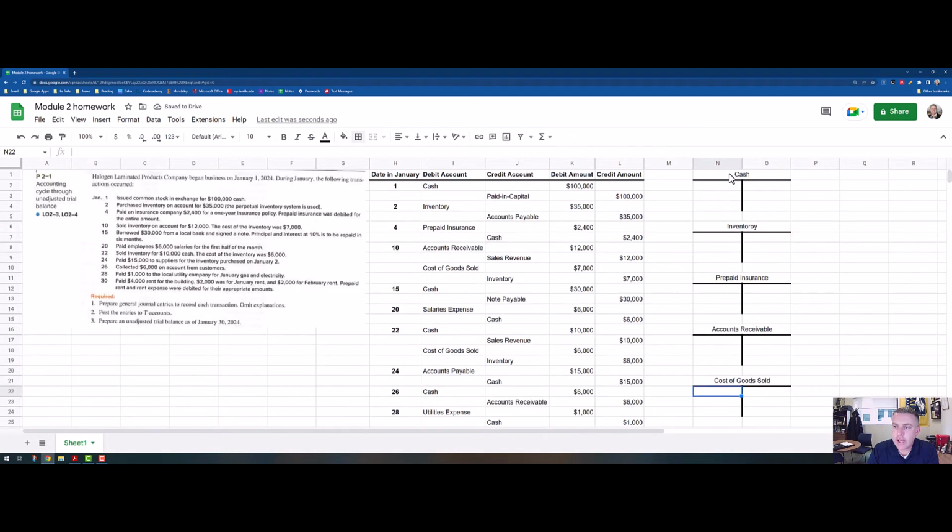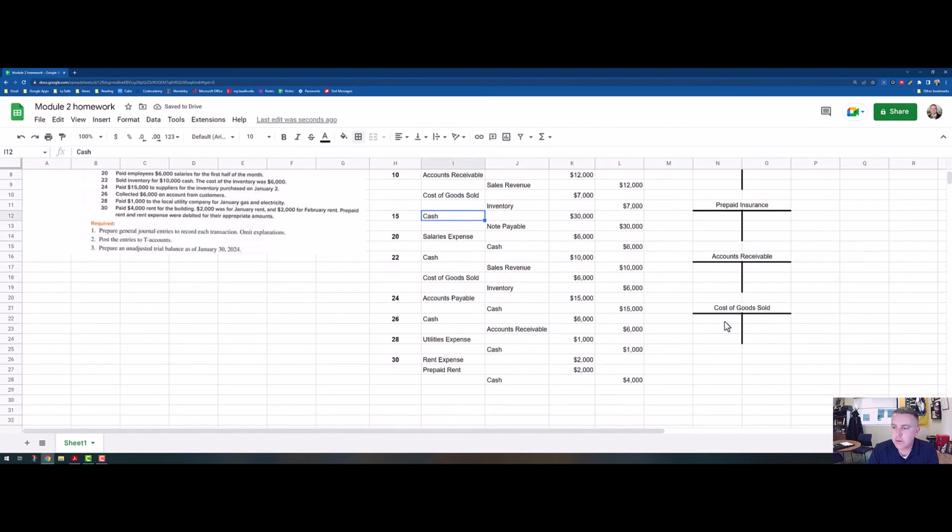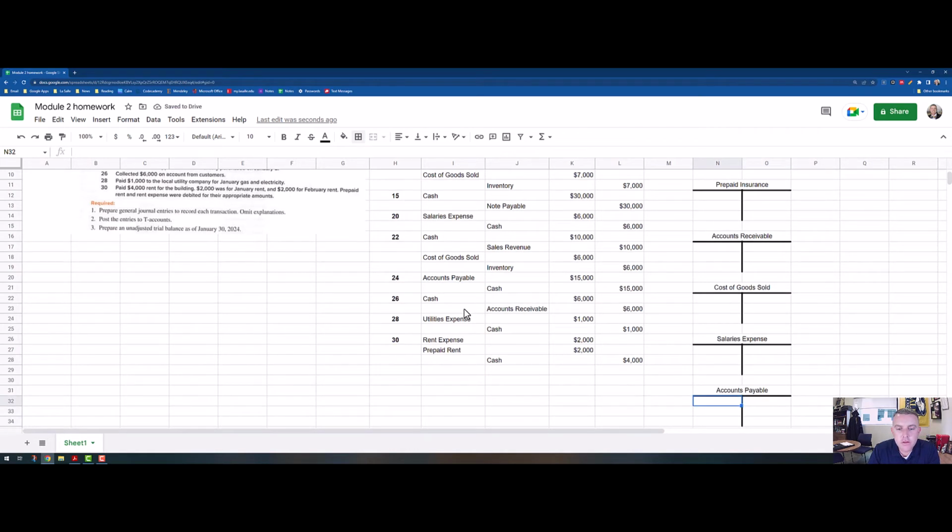And then we're going to do, we already have cash, right? We don't need that. We need salaries expense. Let's put this down here. All right, salaries. Okay, and then we need cash again. We have cash. We have cost of goods sold. We do not have accounts payable yet, though. So let's put that down here. Accounts payable, right? And then we have cash again.